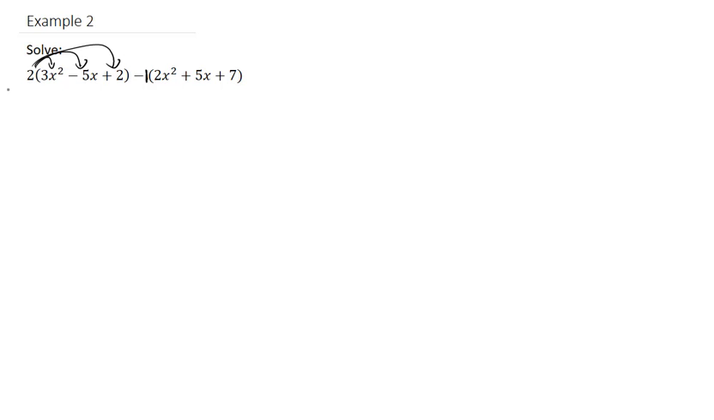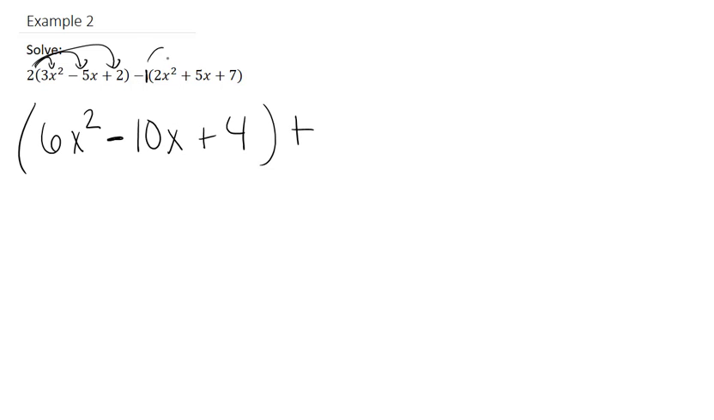So let's deal with the first parentheses. So we have this 2 times this 3x squared. So 2 times 3 is 6, and this is x squared. 2 times 5 is 10, and then we have it as x, and we have a negative sign right there. 2 times 2 is 4. We'll leave this in the parentheses.